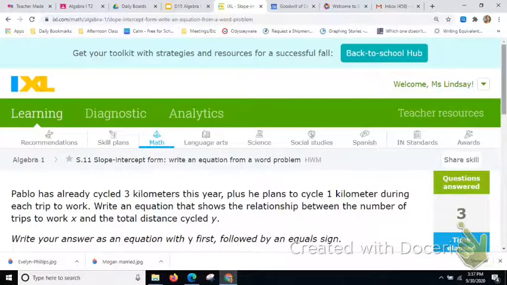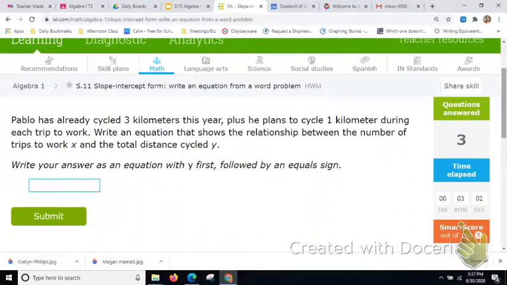Now this time, notice now I have 2 numbers. So now I got to start being careful. So it says the relationship between the number of trips to work and the total distance. So the b is like the starting point, just like when you graph an equation in slope-intercept form, it's the starting point.